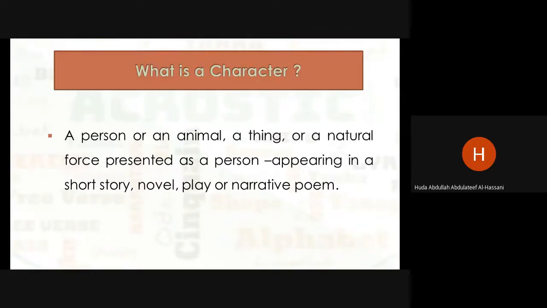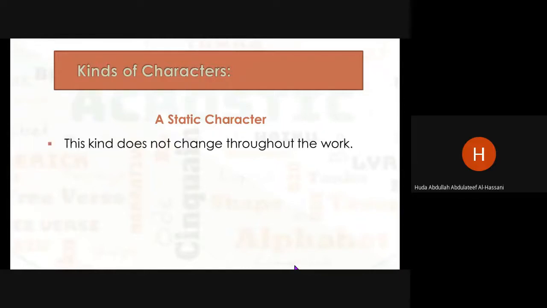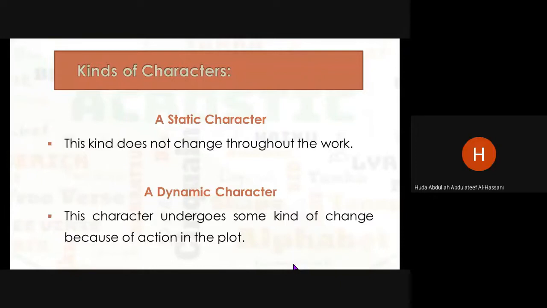However, another division of a character is this. We have two kinds, static character and dynamic character. This kind does not change throughout the work, as I have just said. Dynamic character, this character undergoes some kind of change because of action and the plot.